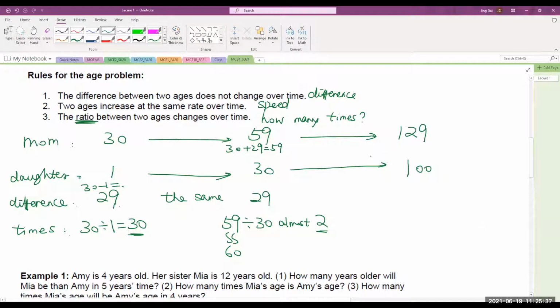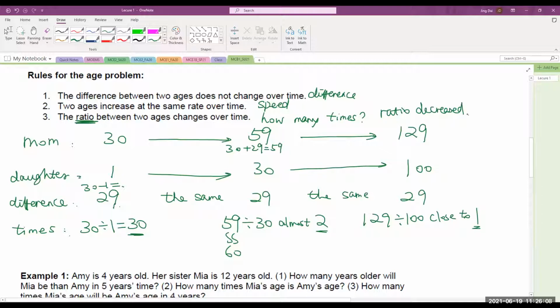Now, the difference is still 29, the same difference. However, how many times? 129 divided by 100. That's close to 1. So we're going from 30 to 2 to 1. And so we're saying the ratio actually decreases over time.